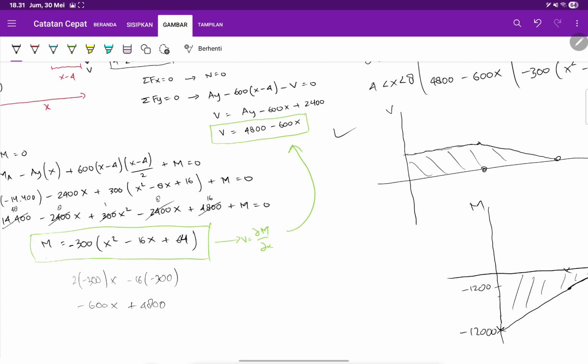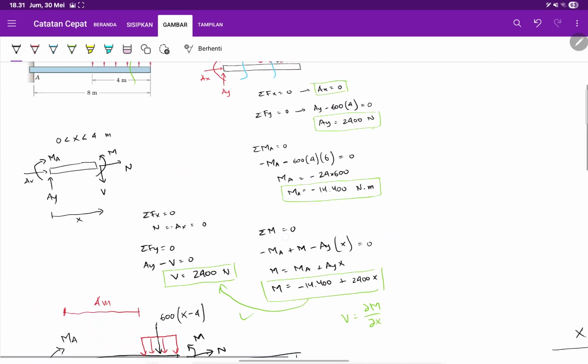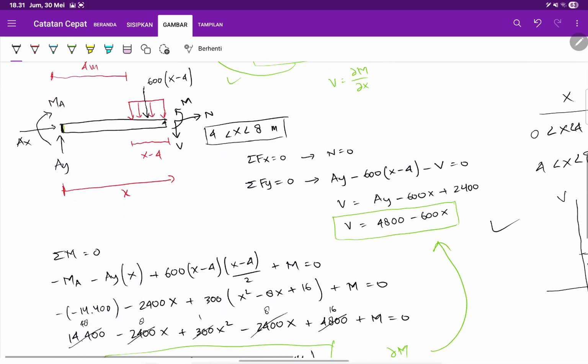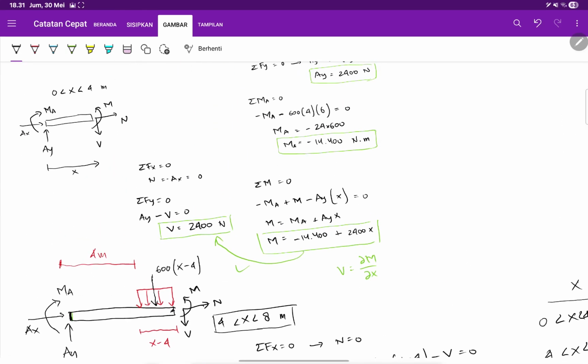Okay, I hope it's very clear. Yeah, so you just need to review one by one, step by step, and I think it should be easy. Practice a lot, practice a lot, practice a lot. That's one way to excel in these courses.